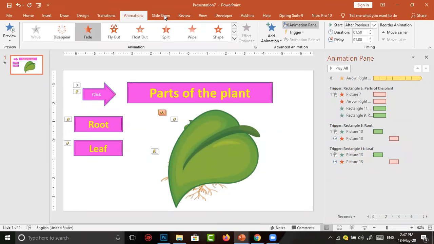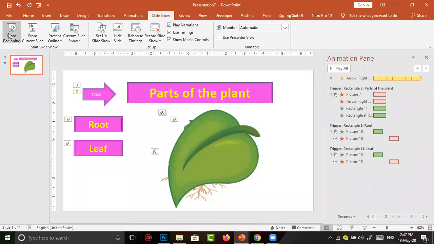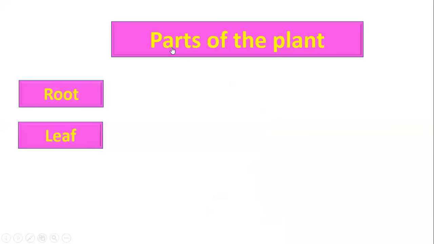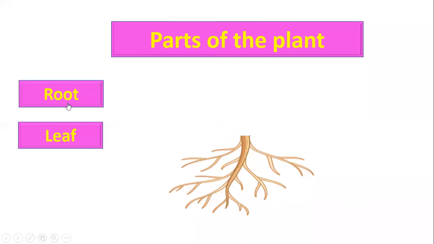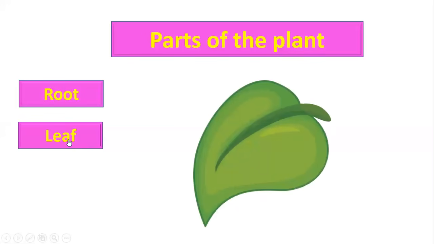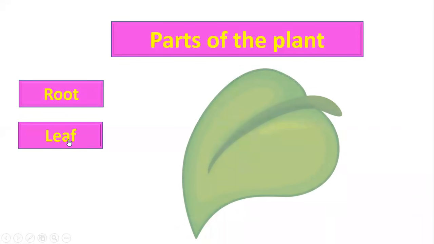Again, we go to slideshow, from beginning, and click on parts of the plant. Both boxes appear at the same time. Then click on root. Root is appearing and disappearing. Then click on leaf. Leaf is appearing in basic zoom and disappearing.